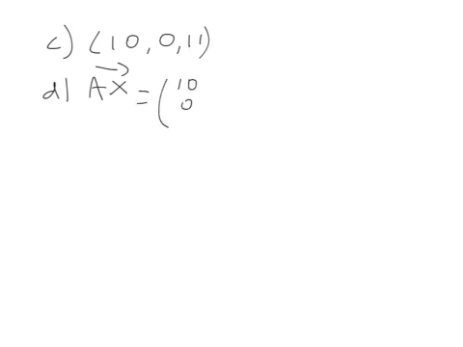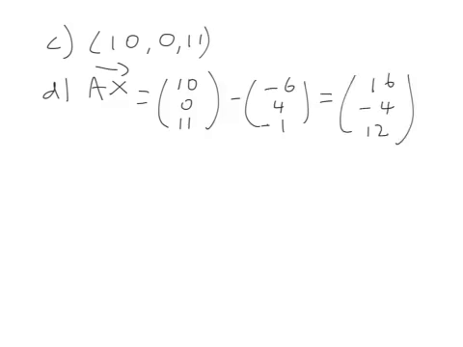In part C, substitute lambda equals 4 into that first equation and we get 10, 0, 11. Again, it's a coordinate, so you should write it as a coordinate. The vector AX, so what do you do to A to turn it into X? Well, think about 10, 0, 11 and take away minus 6, 4, minus 1 and you get 16, minus 4, 12. So that's the vector AX.